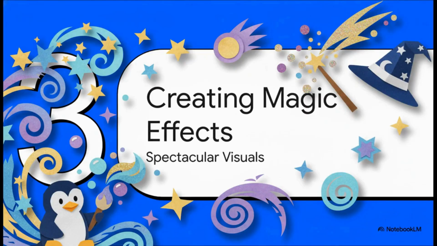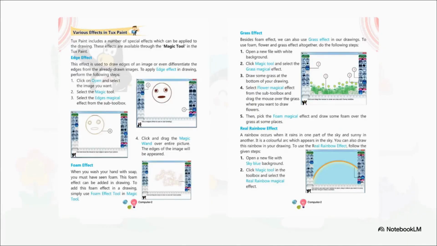Okay, Section 3, Creating Magic Effects. The magic tool is really where Tux Paint shines. It gives a completely special appearance to your pictures. You can use the edge effect to trace the outlines of an image, or try the foam effect, which literally looks like the soapy bubbles you get when you wash your hands.